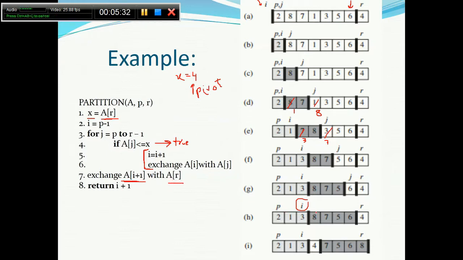Now the last step says exchange a[i+1] with a[r]. What is a[i+1]? 8, with 4. So 4 will go here and 8 will go here. It is a simple idea actually, and then it could be done.